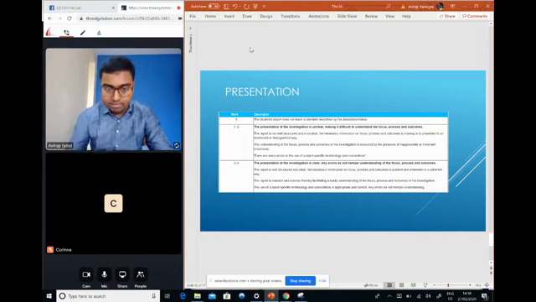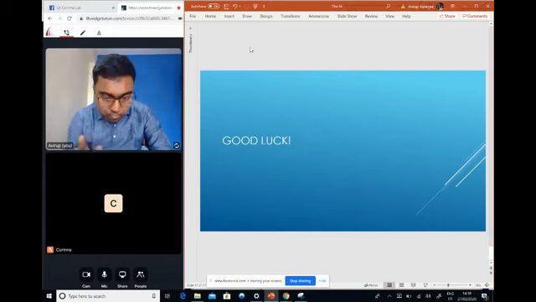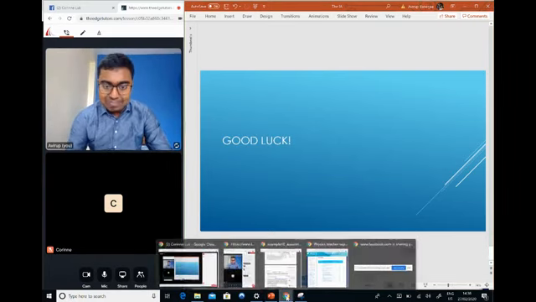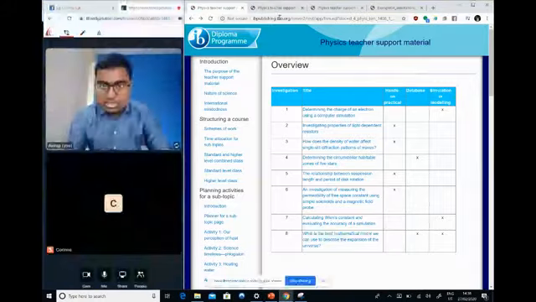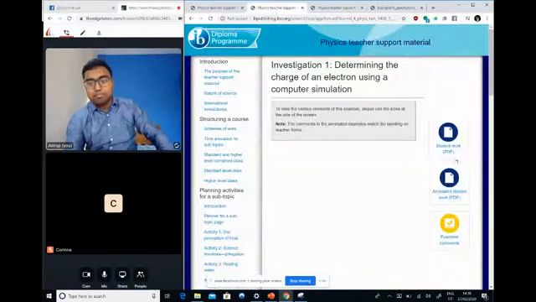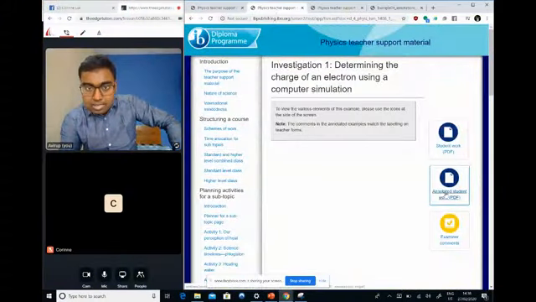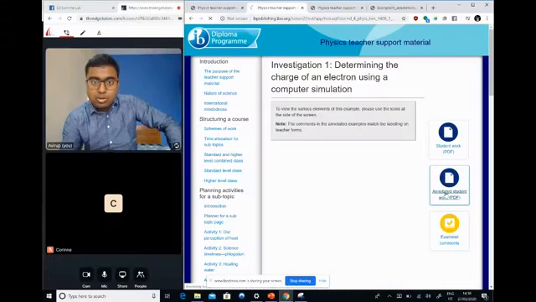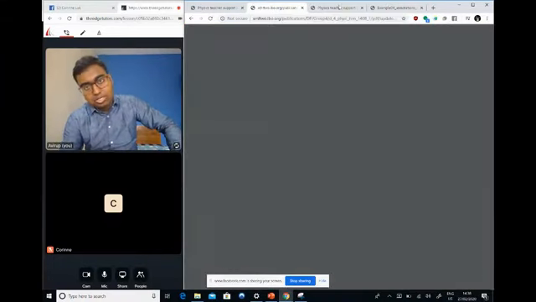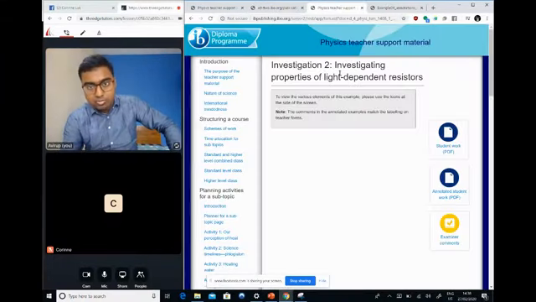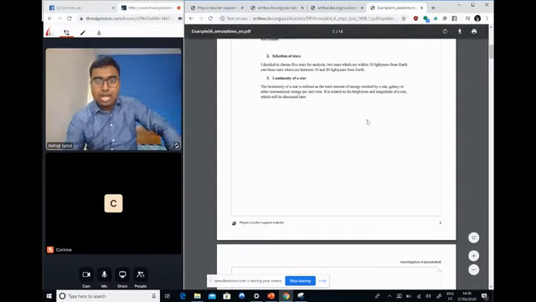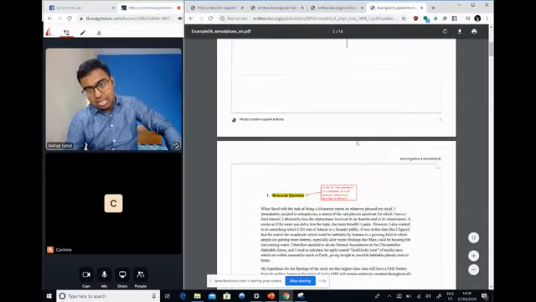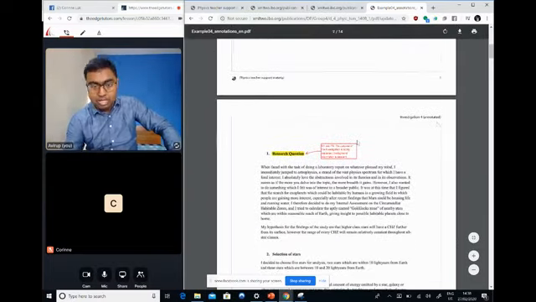Okay. Good luck. But before we end, let me just go through the physics IAs, shall we? Where are the physics IAs? The example ones. Yep, this is the one regarding simulation. This is the one regarding light-dependent resistors. Yep, this is the one we were talking about earlier, finding the Goldilocks zone.